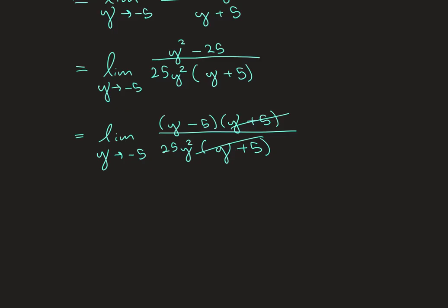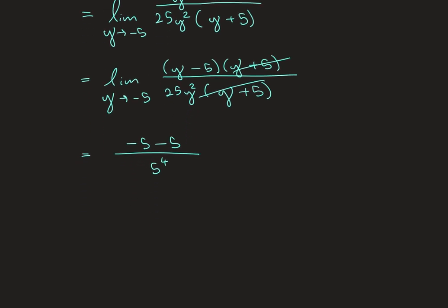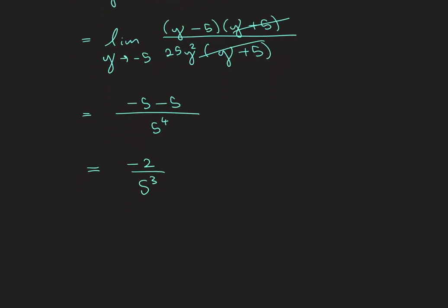I have -5 squared times 25. That's not 0, so I can take the limit. What it looks like I get is -5 minus 5 in the numerator, and then 5 to the 4th power in the denominator. That is the same thing as -2 over 5 to the 3rd power, canceling a 5. That's the same thing as -2 over 125.